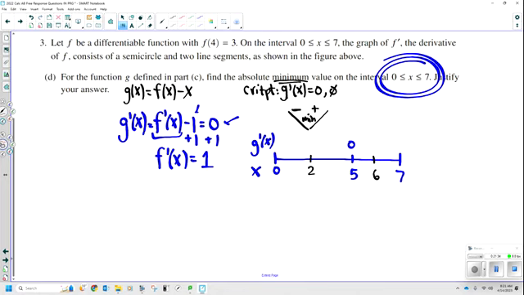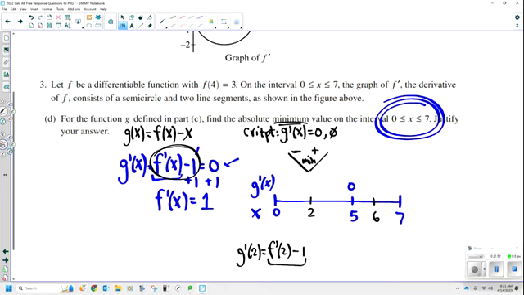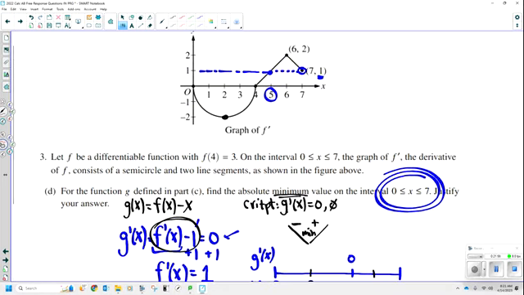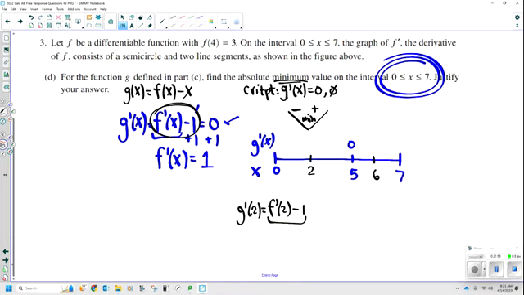All right? So g prime of 2 is like saying f prime of 2 minus 1. How did I know this? Because this is the derivative right here. Okay, so let's go to our graph and see what f prime of 2 is. F prime of 2 is negative 2. All right. Negative 2 minus 1. Well, that's negative 3. I don't care so much about the 3. I care more about the negative side. Those are all negative values.